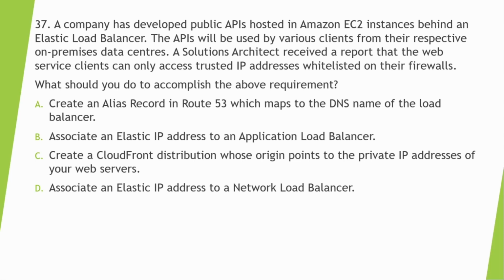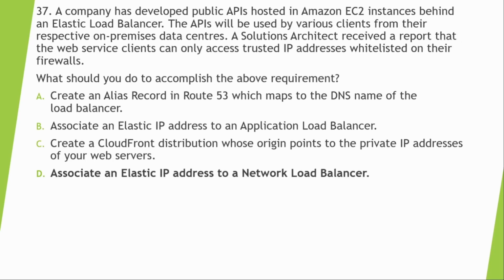Create a CloudFront distribution whose origin points to the private IP addresses of your web servers. Why is this incorrect? Because web service clients can only access trusted IP addresses. The fastest way is to attach the elastic IP address. So, EIP to network load balancer. Make this a key point. Trusted IP address whitelisted. You see these words? Definitely it is EIP and network load balancer. NLB, EIP, NLB. Remember this.